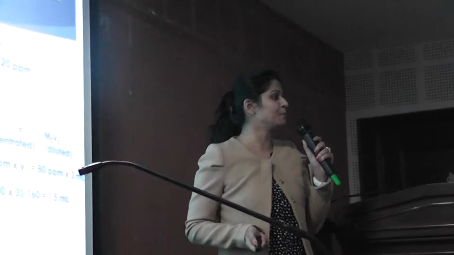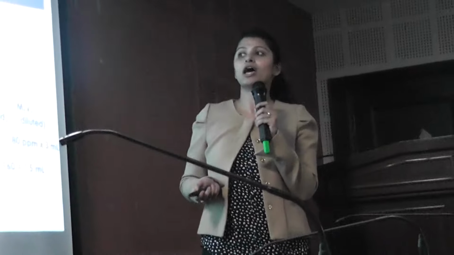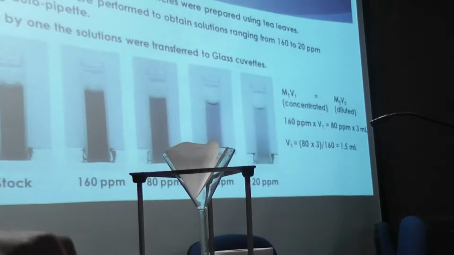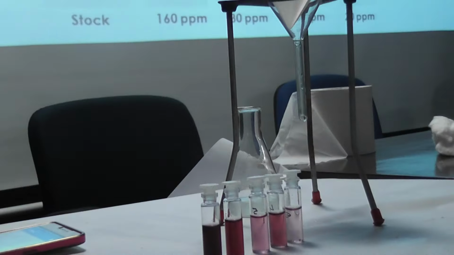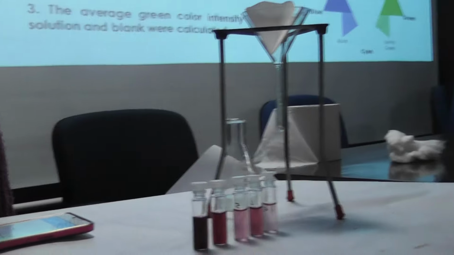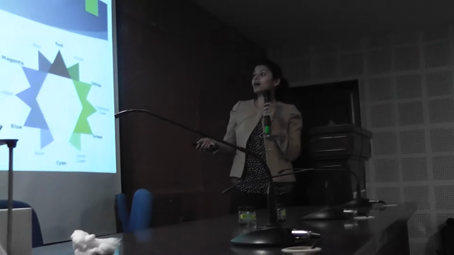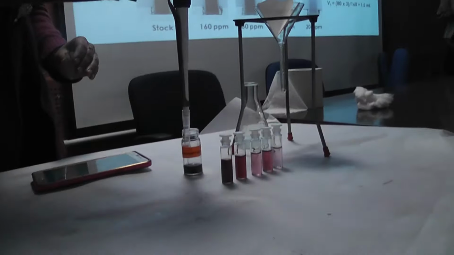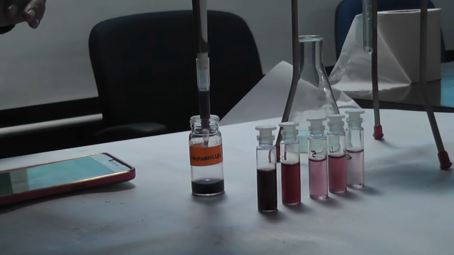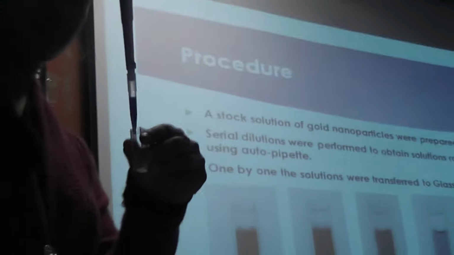Now, what is the procedure? Firstly, we prepare a stock solution of gold nanoparticles using tea leaves, which we have already described in our previous experiment. Then we perform serial dilutions, which range from 160 ppm to 20 ppm. And this is how we perform them.